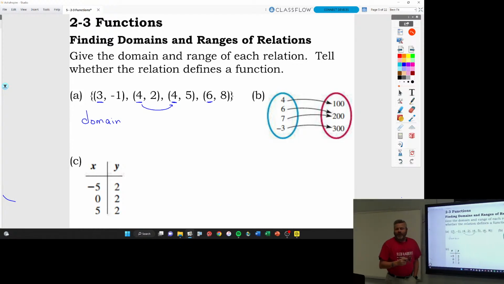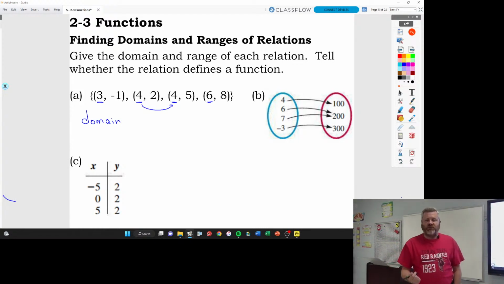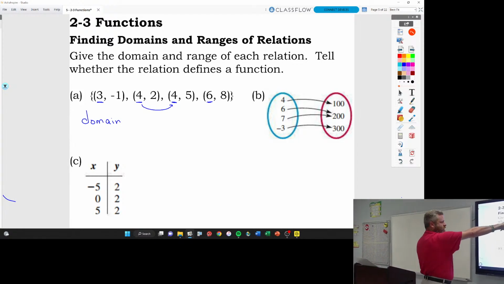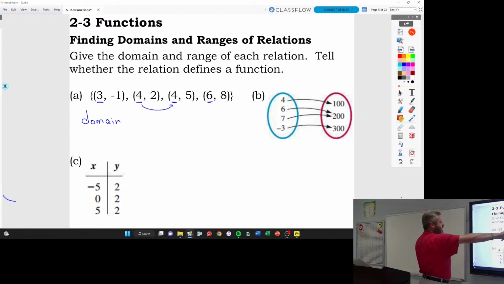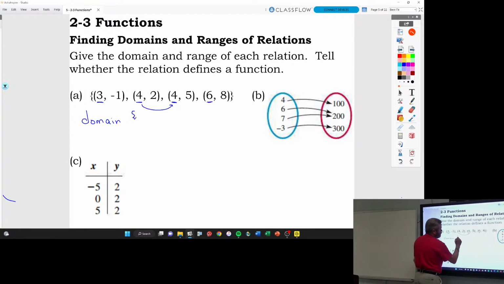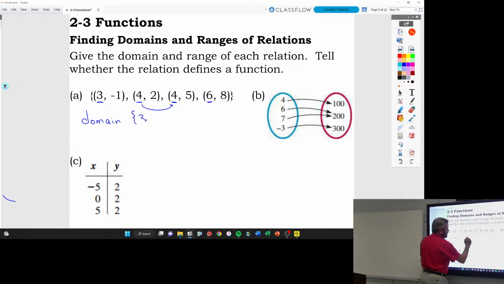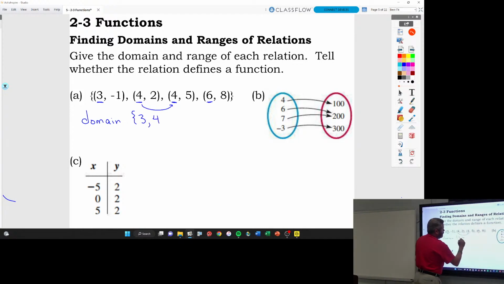Okay, so the domain. When you're listing a domain or a range, you want to put these in order from small to large. So on the x-axis, think about reading from left to right, smallest to largest. So the domain is the set of numbers. So I'll put a brace here indicating a set. The set of numbers containing 3. That's my smallest x value. My next smallest value is 4.